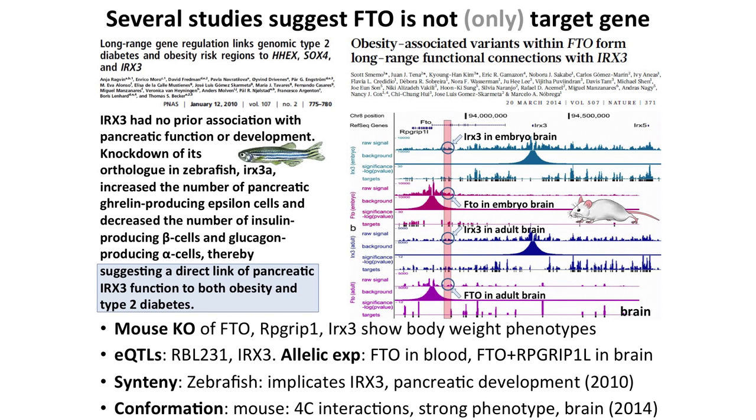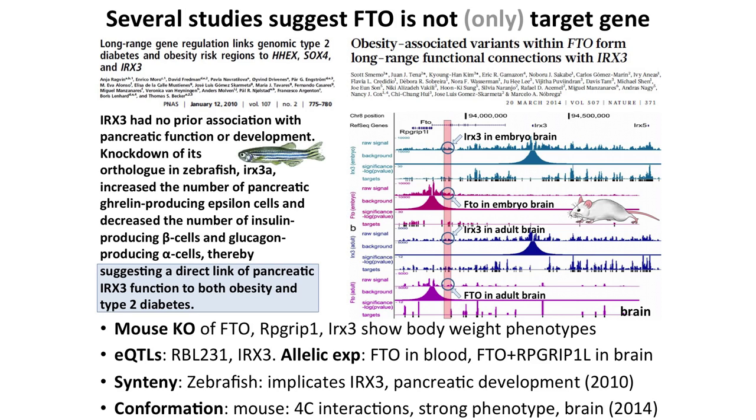So FTO made the news recently based on this particular paper by the Nobrega group that basically noticed that this obesity-associated variant within FTO forms a long-range functional connection with IRX3. So they basically looked at mouse, and they asked in embryonic or adult brain, is IRX3, which is sitting right there, forming connections with FTO? And here's the primary data. You can basically see here the signal. There's a lot of connections out there, one of which is, in fact, sitting in the FTO locus.